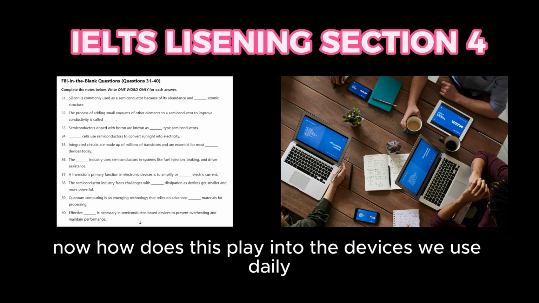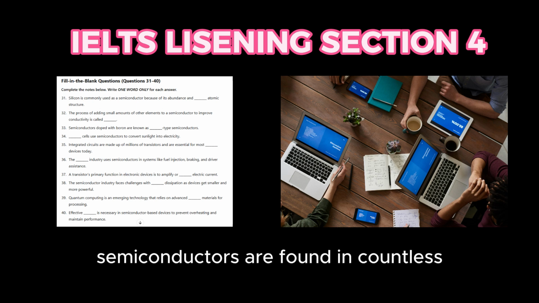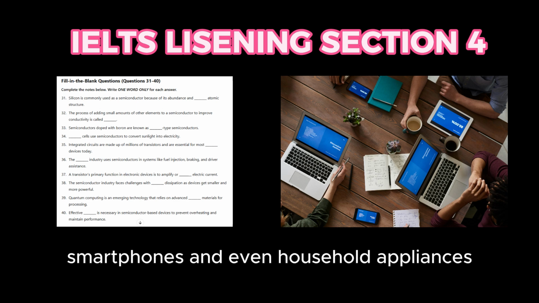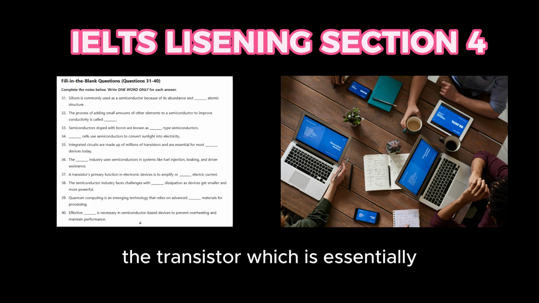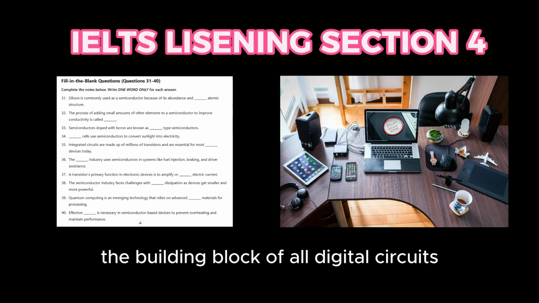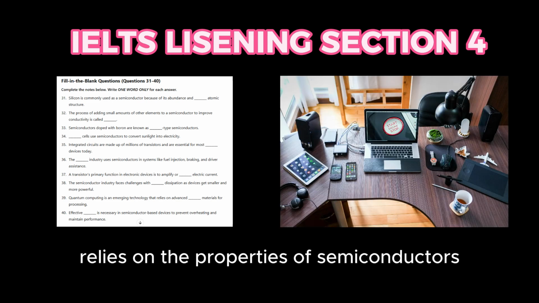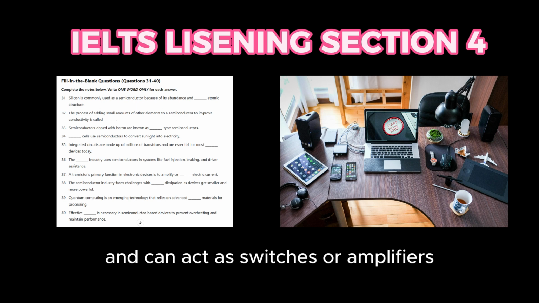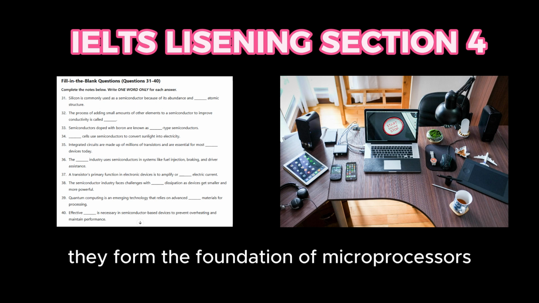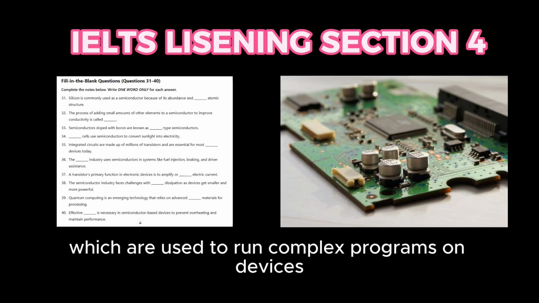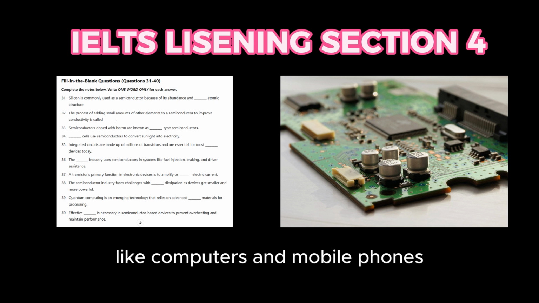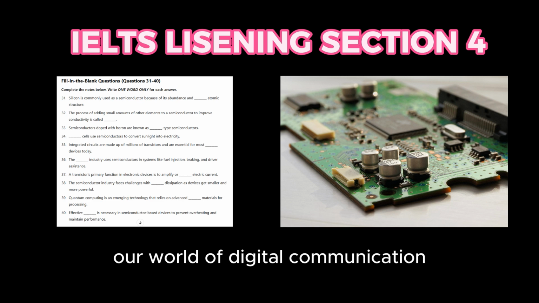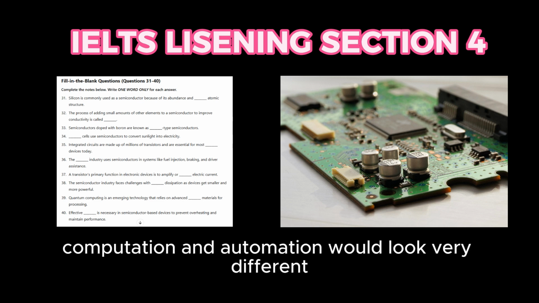Now, how does this play into the devices we use daily? Semiconductors are found in countless electronic products, including computers, smartphones, and even household appliances. The transistor, which is essentially the building block of all digital circuits, relies on the properties of semiconductors. Transistors control the flow of electric current and can act as switches or amplifiers. They form the foundation of microprocessors, which are used to run complex programs on devices like computers and mobile phones. Without semiconductors, our world of digital communication, computation, and automation would look very different.